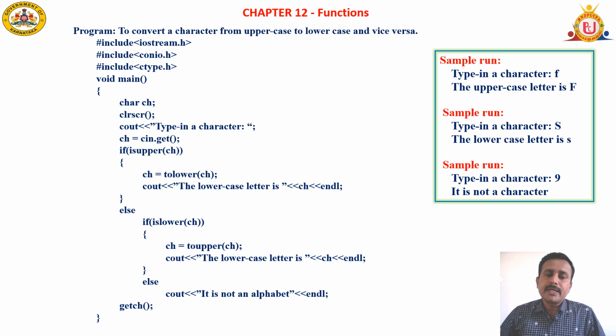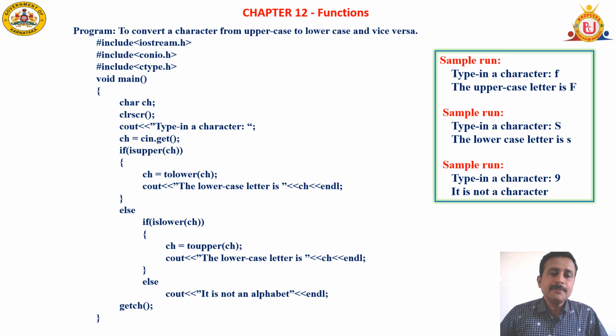Here, the output statement is the uppercase character is ch. That is the converted letter. It's going to print here. If it is not in lowercase, and if it is not in uppercase, definitely it is going to give you a message that it is not an alphabet. It is not at all an alphabet. If it is an alphabet, it must be either in uppercase or in lowercase. If it is not in uppercase or lowercase, automatically it is not an alphabet.